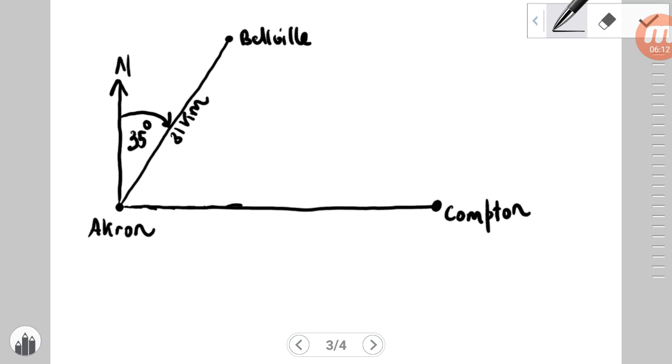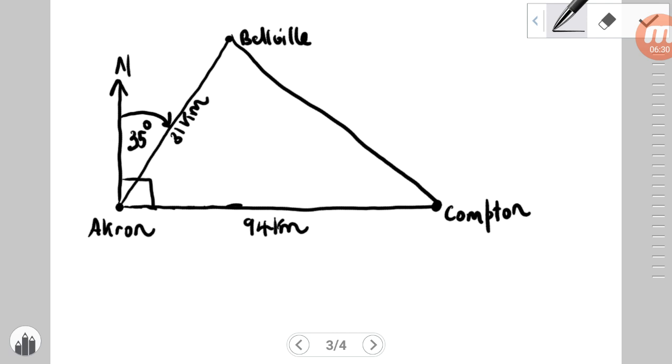All right, so then we're going to be connecting here. And so this is 94 kilometers. And they said it is due east. So therefore all of this here is 90 degrees.